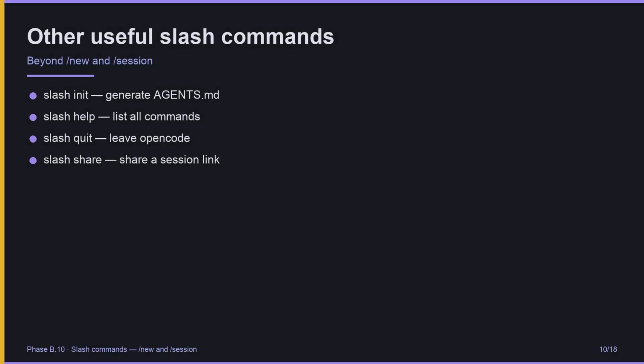Other useful commands to know about. /init tells OpenCode to study your project and write a draft agents.md. /help lists all commands available in your version of OpenCode. /quit leaves OpenCode. /share produces a link you can send to a colleague to share a session. We'll cover most of these in detail in later phases.